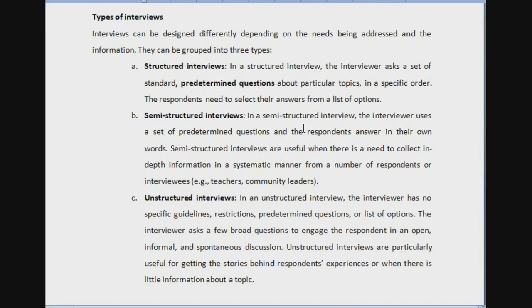You have the flexibility to answer accordingly. Semi-structured interviews are useful when there is a need to collect in-depth information in a systematic manner from a number of respondents. In a structured interview, I just want to gather some basic information. I'm not concerned whether you have your exams from 15th, 16th or when. I just want to know if it is in this month, next month, or next year. That means just some basic information I want to gather.